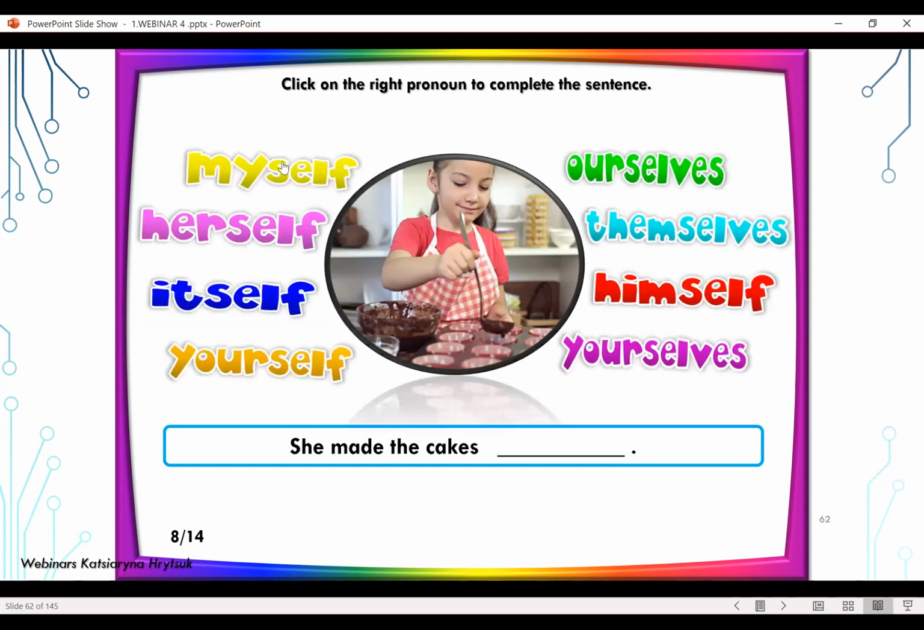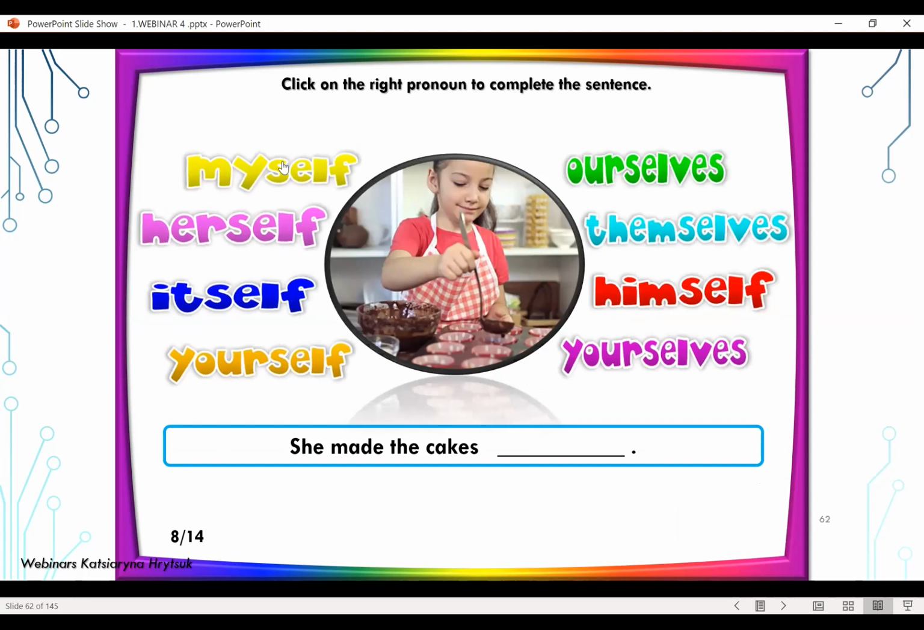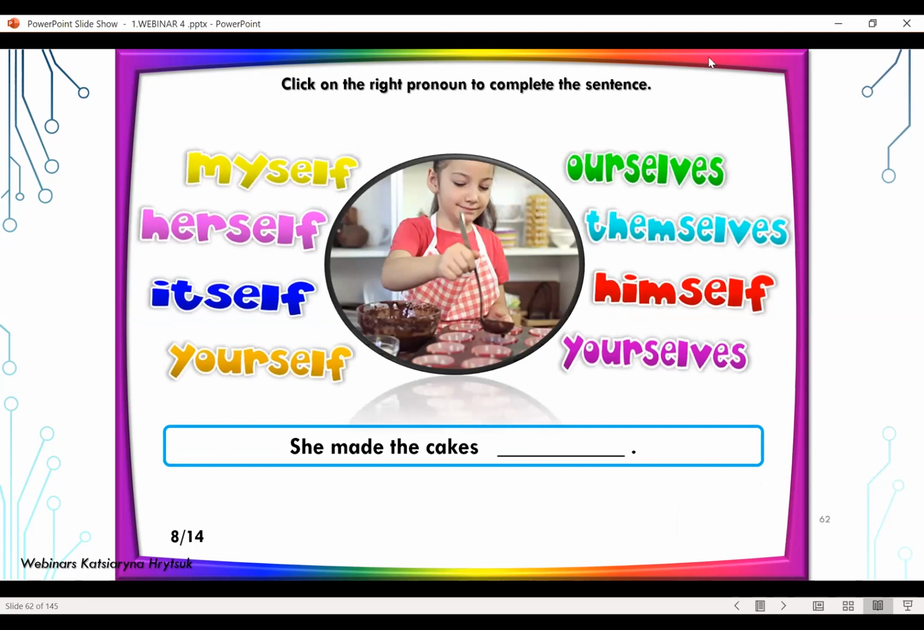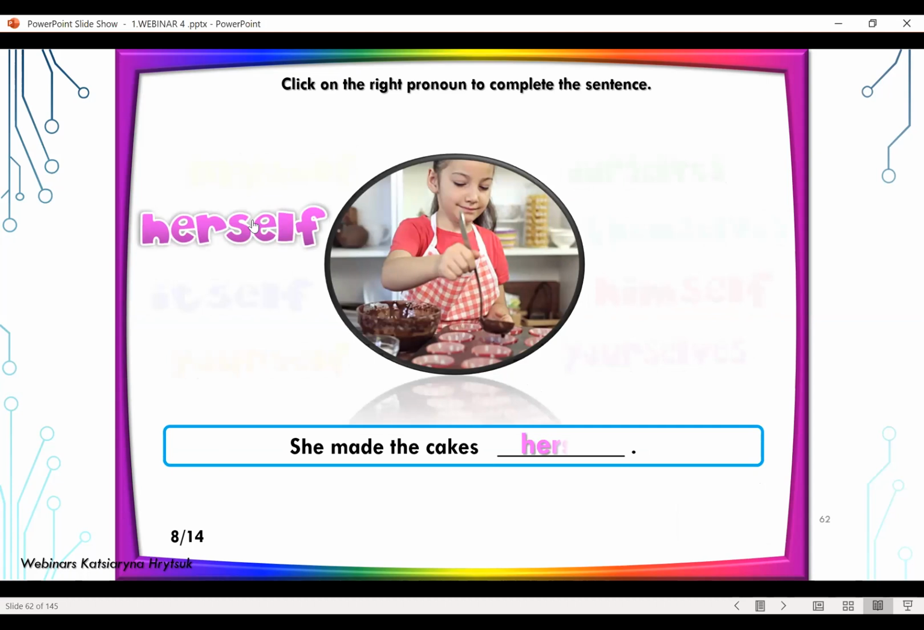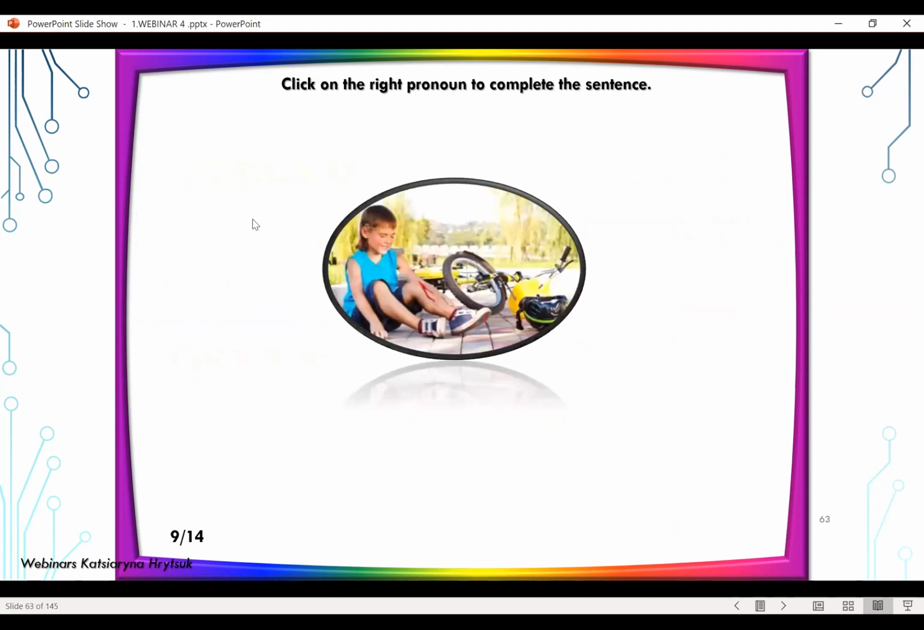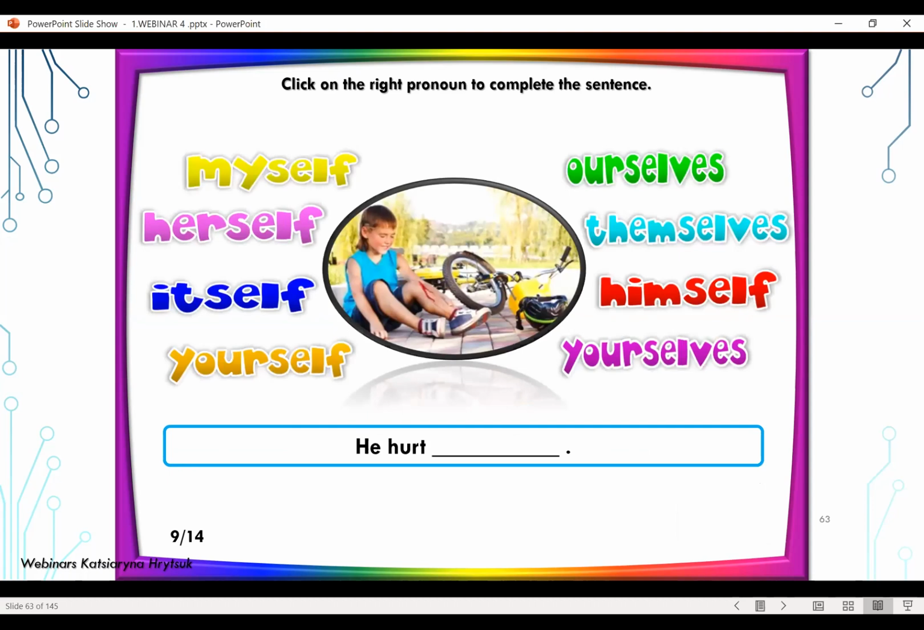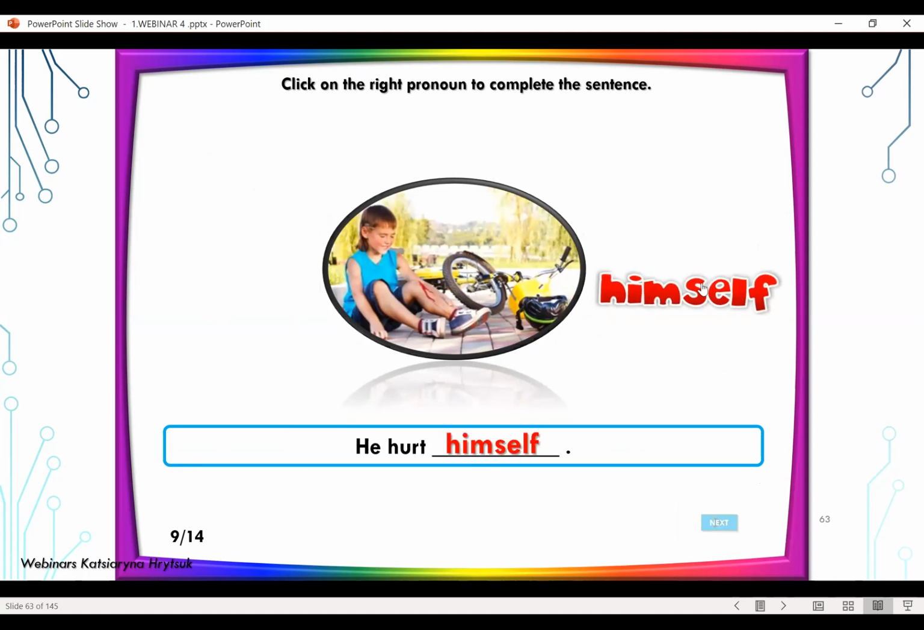She made the cake herself. Good. Herself. Here it is. Emilia, next for you. He hurt himself. Yes, he himself. It's very often with the verb hurt. The verbs hurt, burn. Okay, some problems, especially with cooking and some injuries. We love using these reflexive pronouns.